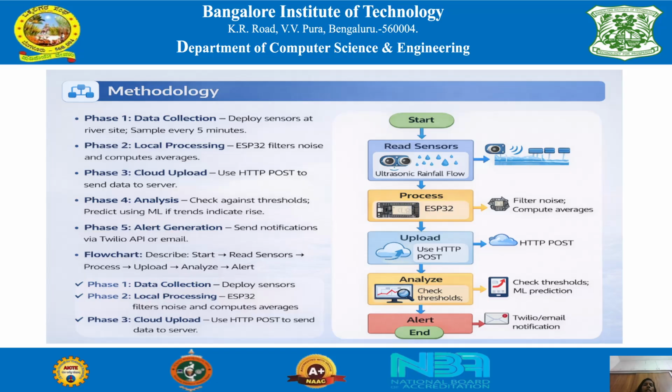So phase 1 indicates data collection, deploy sensors at the riverside, sample every 5 minutes. The local processing: ESP32 filters noise and computes averages. The cloud upload uses HTTP POST to send data to the server. The analysis phase checks against the thresholds, predicts using ML if the trends indicate a rise. And the alert generation sends notifications via Twilio API or email.